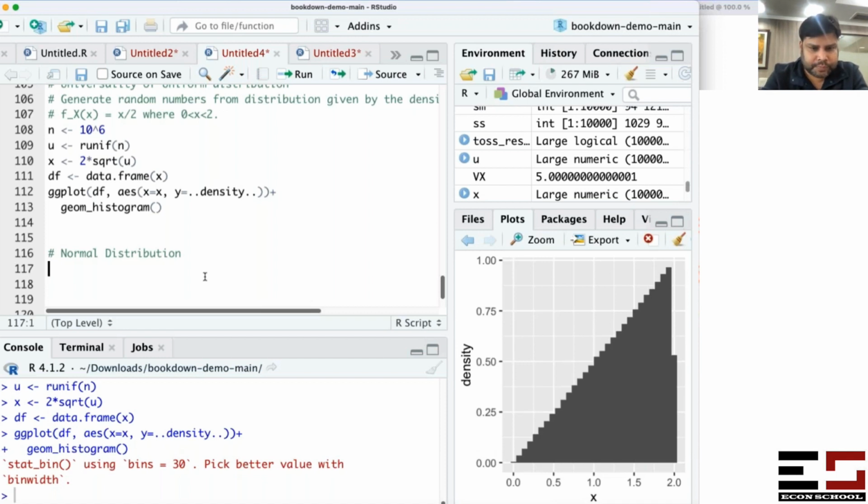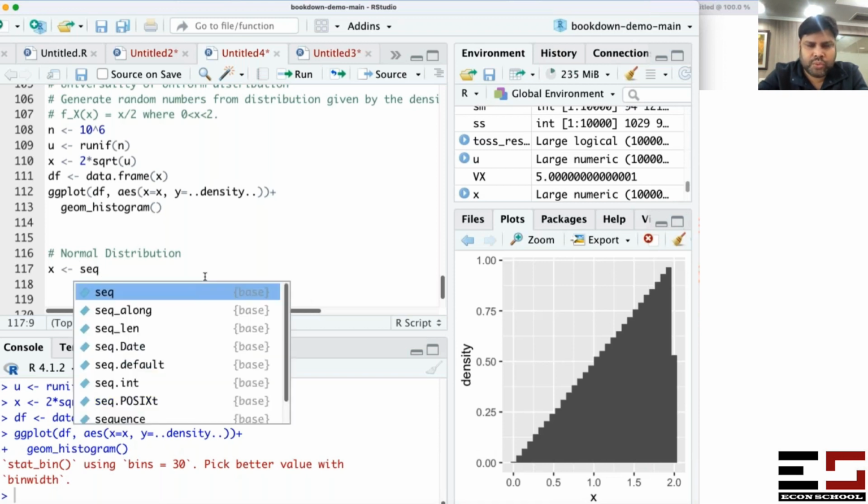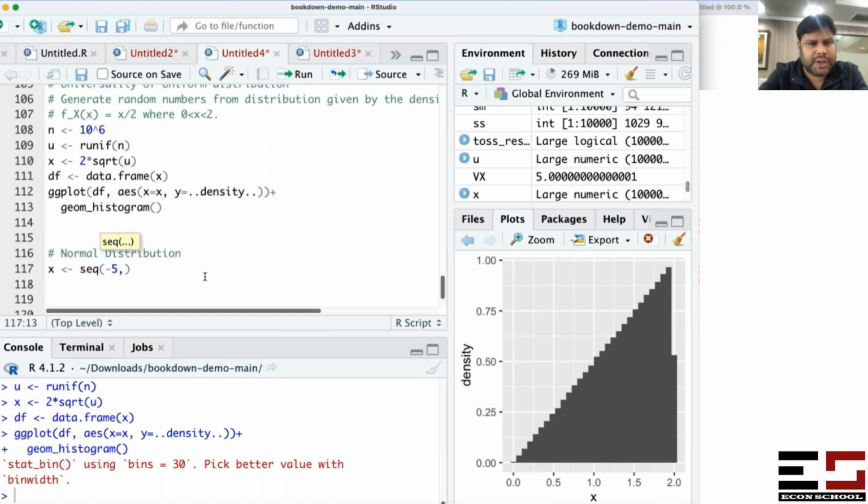Again, I'll do the line graph. I'll draw, let's say, from minus 5 to 5, which will be sufficient, because the probability that a standard normal random variable lies between -3 and 3 is close to 99.7%. So we can just draw something between -5 and 5. So x is seq from -5 to 5 with an increment of, let's say, 0.01.